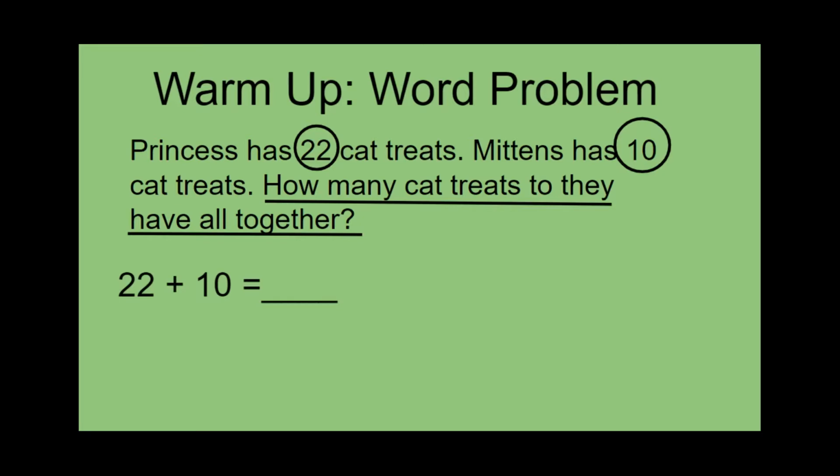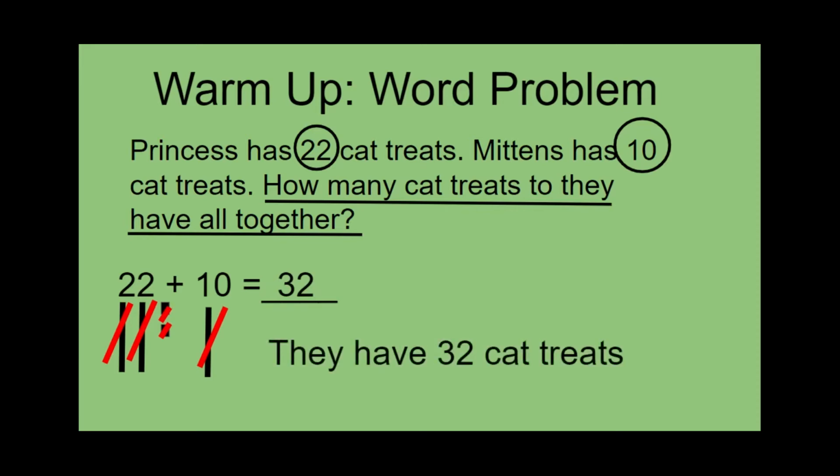To figure out 22 plus 10, I'm going to draw some models, some tens and ones. First, I'm going to draw two tens and two ones to represent 22. Next, I'm going to draw one 10 to represent 10. Now I can go back and count them to get my answer. I'm going to count all the tens first, and then I'm going to count on by ones. 10, 20, 30, 31, 32. So my answer is 32. They have 32 cat treats.